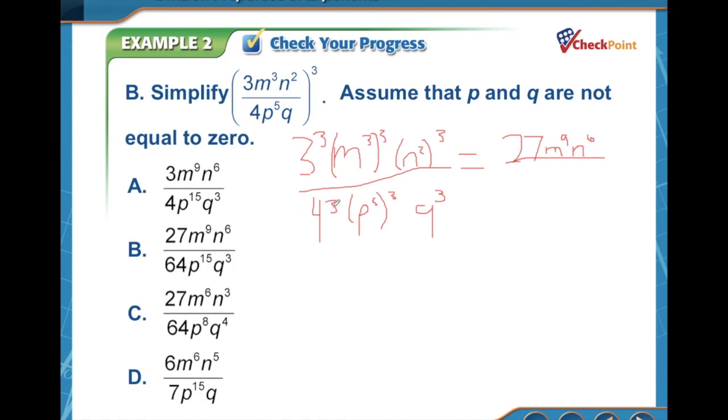On the bottom, we get 4 cubed. So 4 times 4 times 4 is 64. P to the 5 times 3 is going to be p to the 15th. And then one more q cubed is just q cubed. Can't do anything with that, so just leave that as is. Now the question is everything in simplest form? And it looks like it is to me.